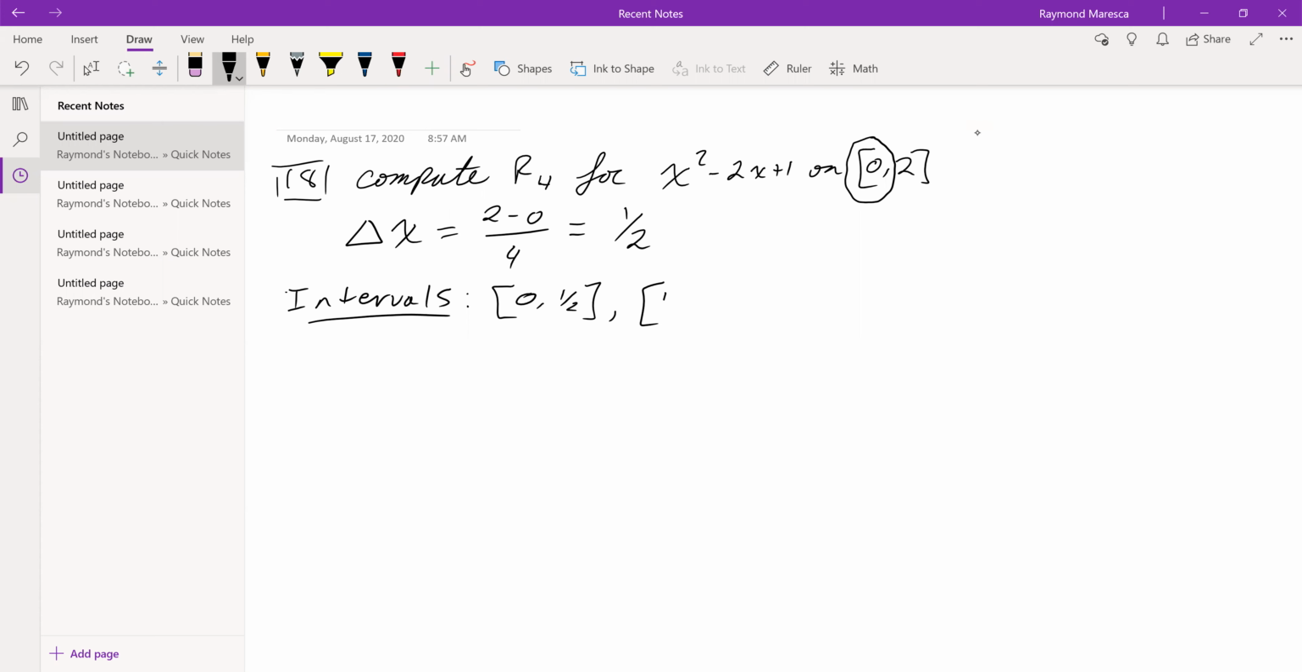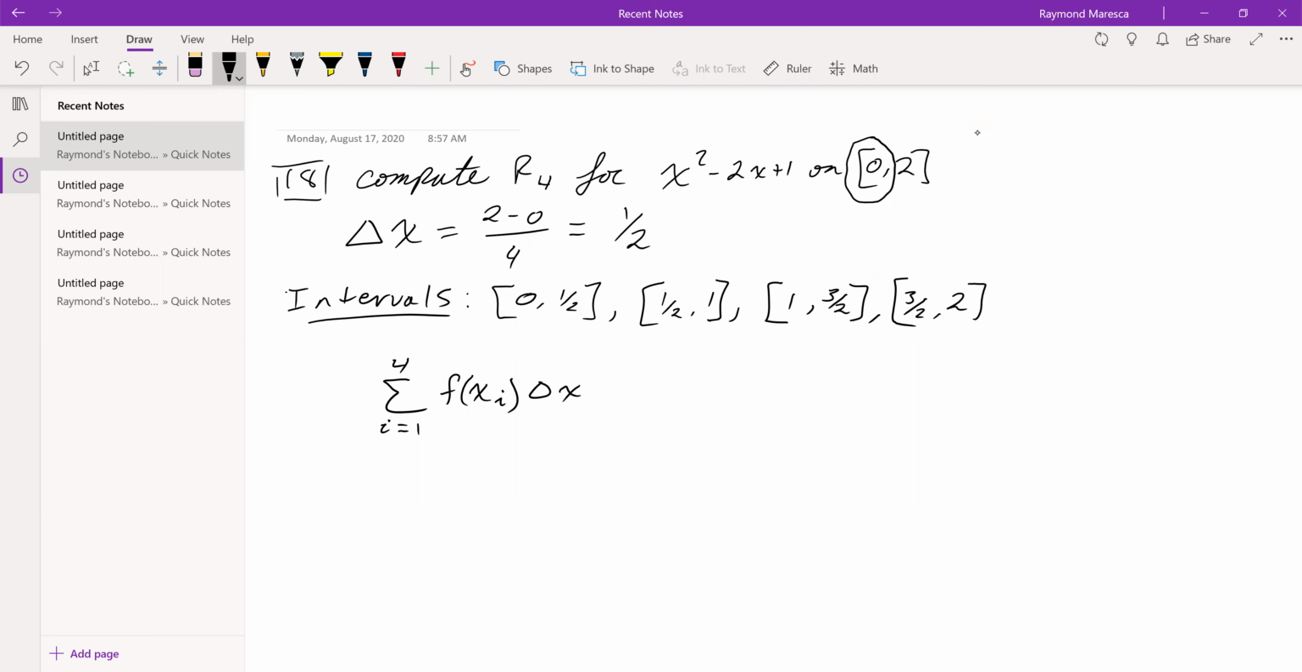Our next would be starting at 1/2 and going to 1, so we're just adding another half to make sure that these intervals all have length 1/2. And we continue in this way. Perfect. So now we write out what R4 is. So that would just be sigma i equals 1 to 4. Now, since we're using the right method, it's f of xi delta x.